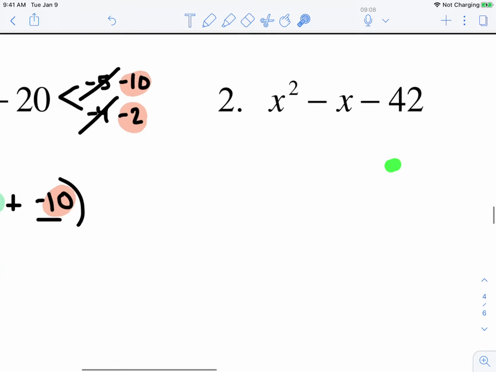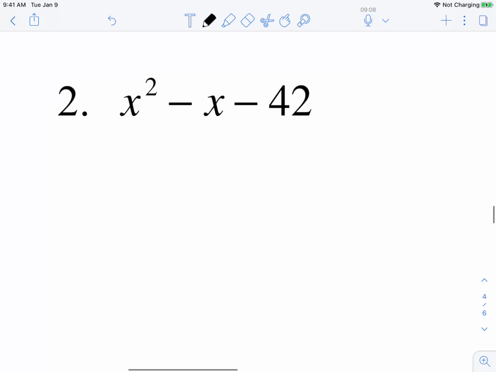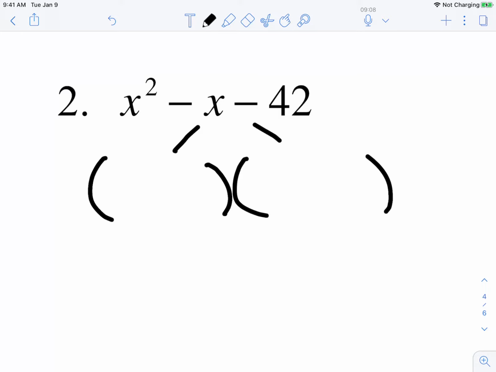So let's take a look at the next example. Okay, I set up the framework. This trinomial is going to factor into 2 binomials.